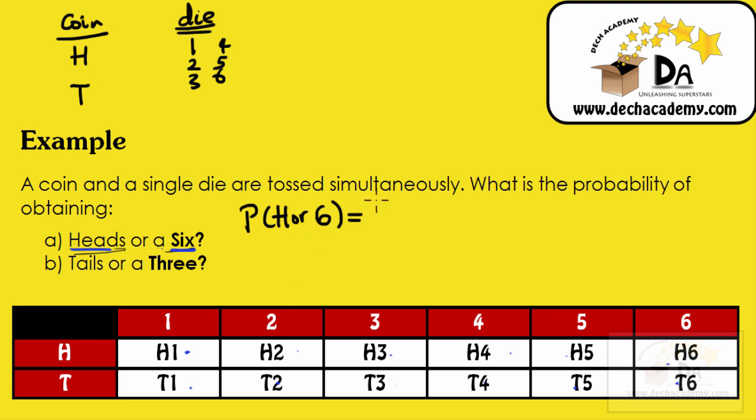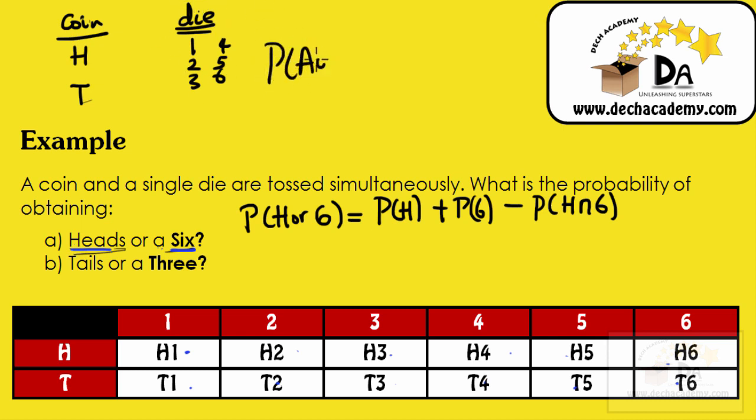is simply equal to the probability of getting heads plus the probability of getting 6 minus probability of getting heads and a 6. Why? Because the result of the coin toss is independent of the result of the die toss. And you know, for independent events, the probability of A or B, where A and B are independent events, is equal to the probability of A plus the probability of B minus probability of A intersect B. So using that formula here gives probability of getting a heads or a 6 is equal to the probability of getting a heads plus the probability of getting a 6 minus the probability of getting a heads and a 6.